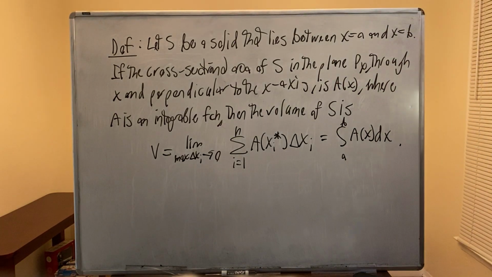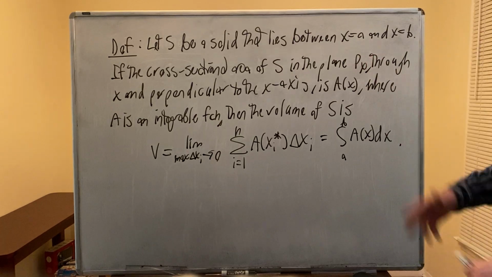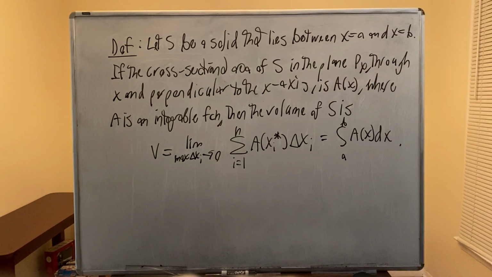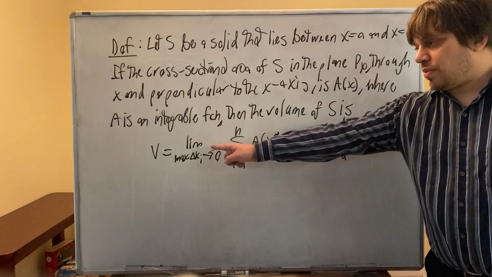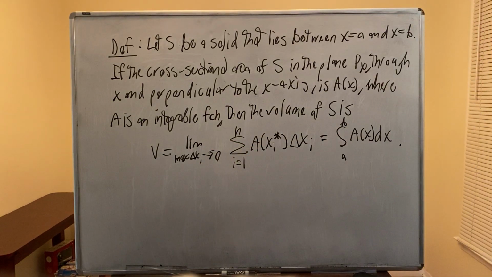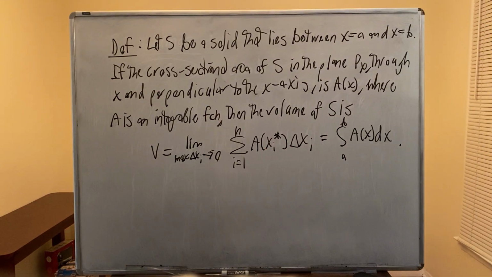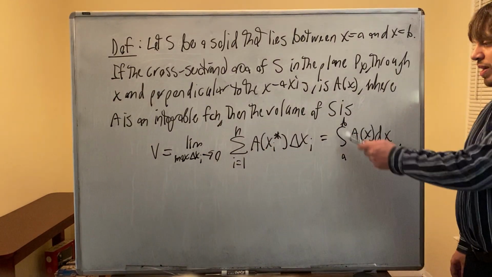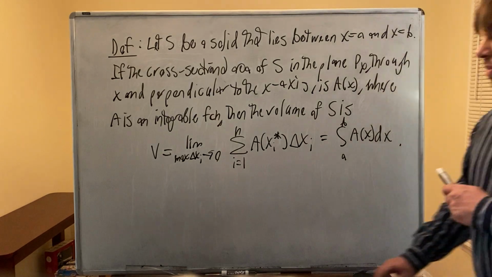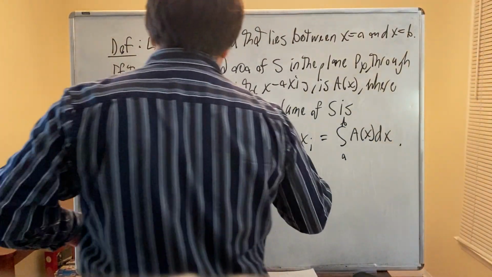Okay, so this definition: let capital S be a solid that lies between x equals a and x equals b. If the cross-sectional area of S in the plane P sub x through x and perpendicular to the x-axis is A of x, where A is an integrable function, then the volume of S is capital V, which equals the limit as max delta x sub i approaches 0 of the sum from i equals 1 to n of A of x sub i star delta x sub i, which equals the definite integral from a to b of A of x dx. So let me illustrate this with a picture.